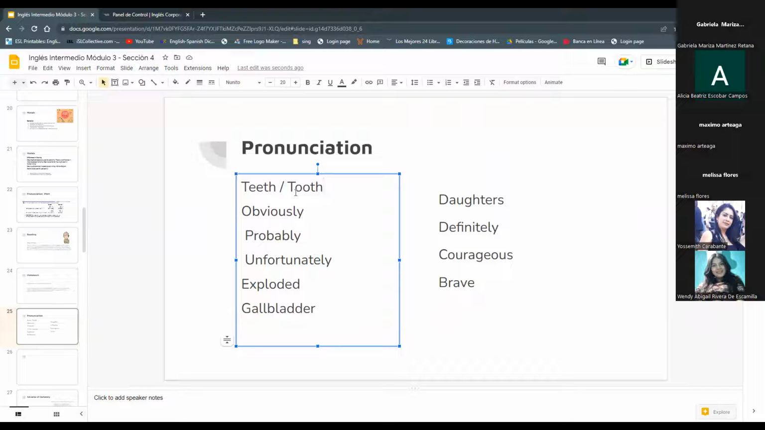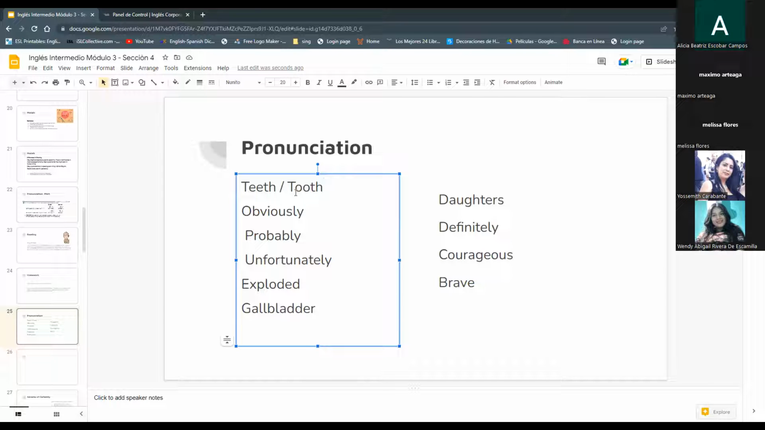Tooth and teeth. Very good because you use obviously, probably, unfortunately, right? It's difficult to pronounce that word, unfortunately. Exploded, right? How do you say vesícula? Gallbladder, right? So my gallbladder exploded. Sorry, teacher, I didn't know that word. Yes, I understand. It is difficult, right? The parts of the human body are difficult. And apéndice, it's appendix. Yes, that's correct.